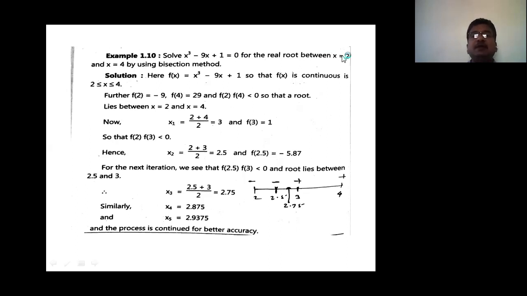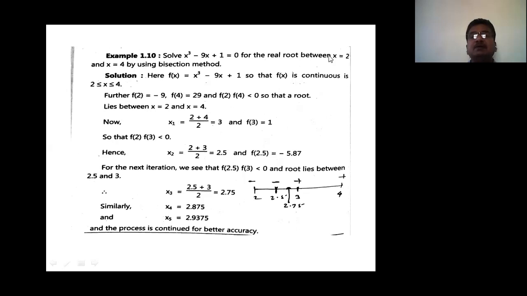The root lies between 2 and 4. This is the instruction. So take 2 and 4 as a and b, and then find x1. So what is x1? 2 plus 4 by 2, that is 3 is x1. If you find the value of f(x) at 2, it is negative, and the value at 4 is positive. Therefore the root lies between 2 and 4.